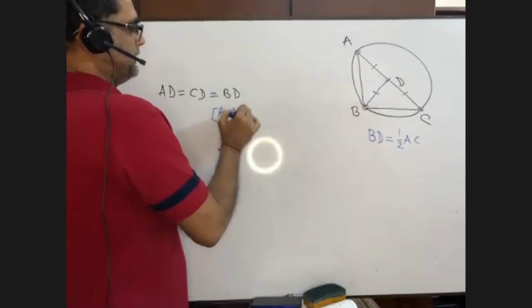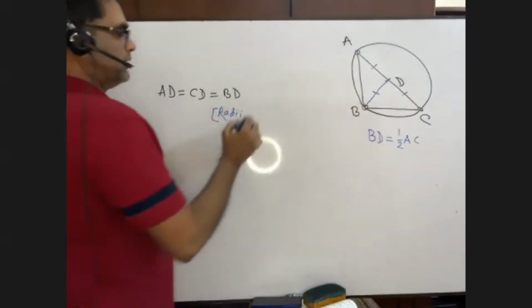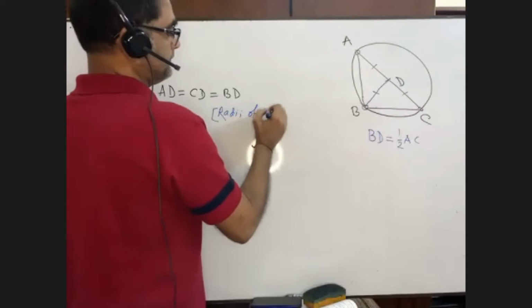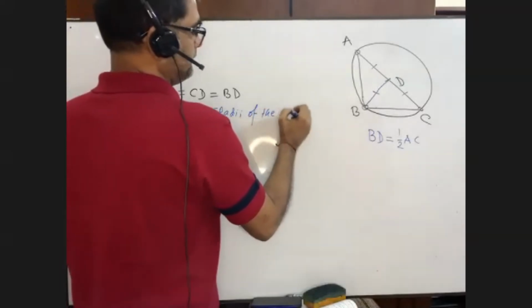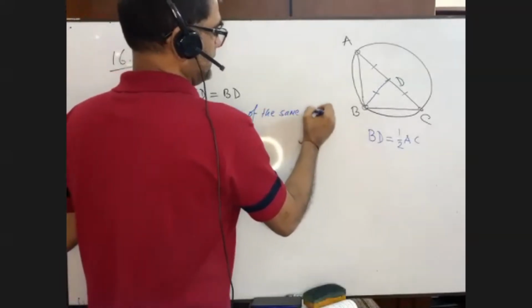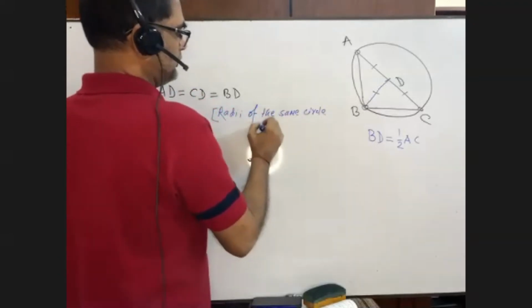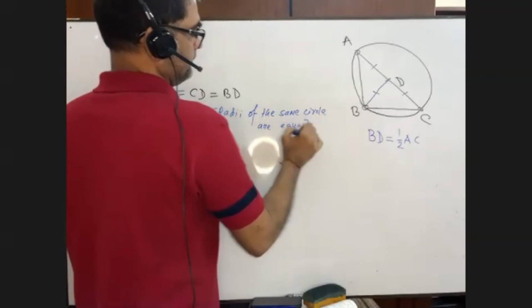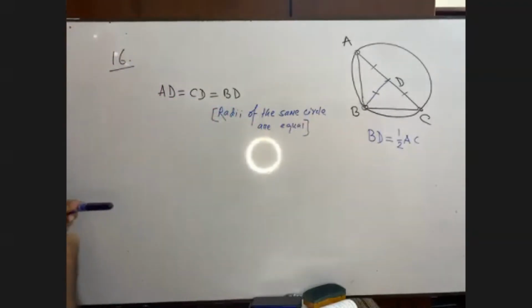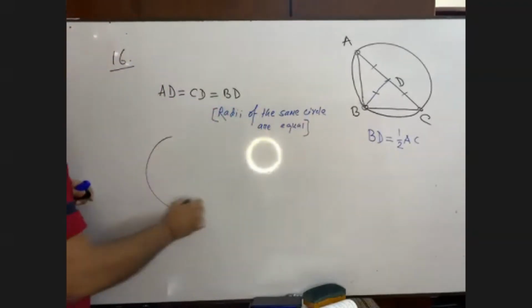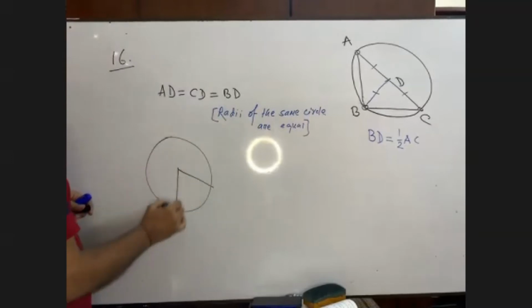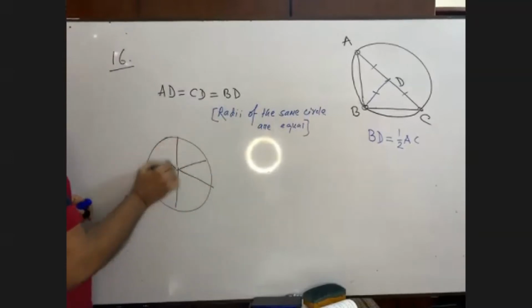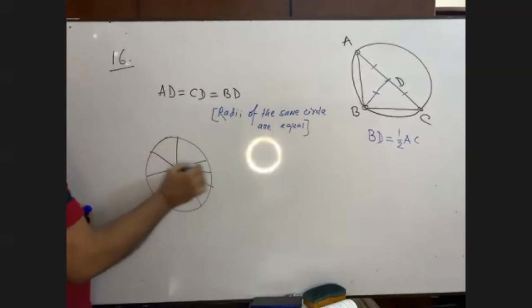Radii, the plural of radius, is radii. Radii of the same circle are always equal. You got it in class 8. That means if a circle is drawn, too many radii can be taken, and all of them are equal, right?